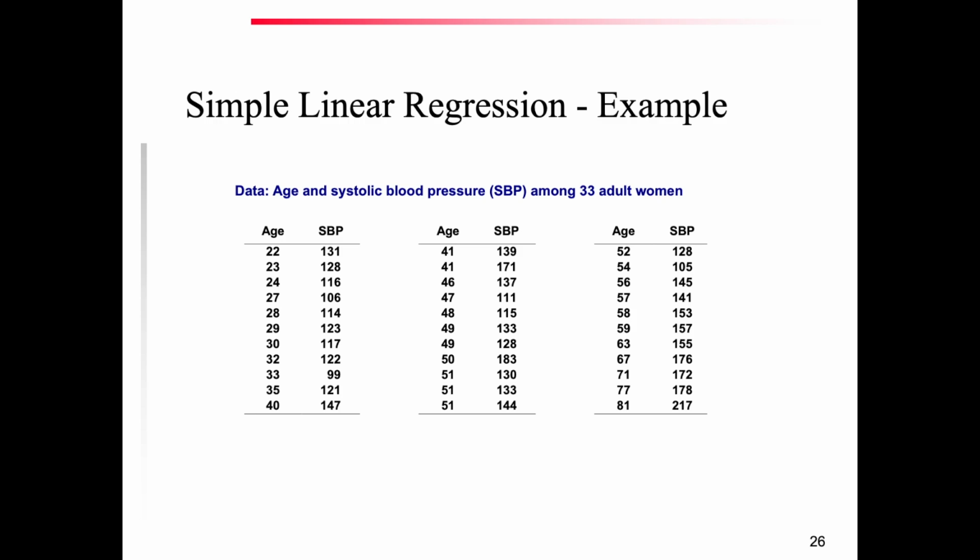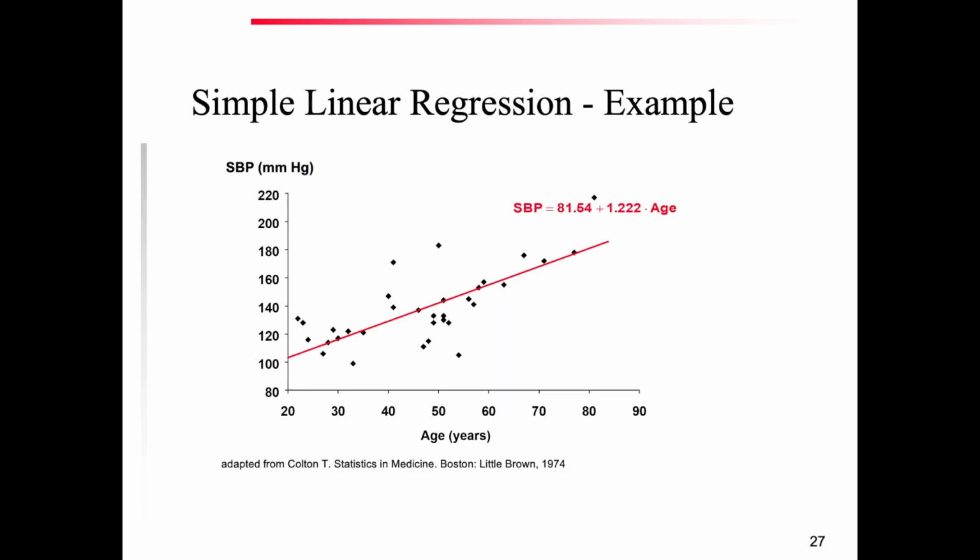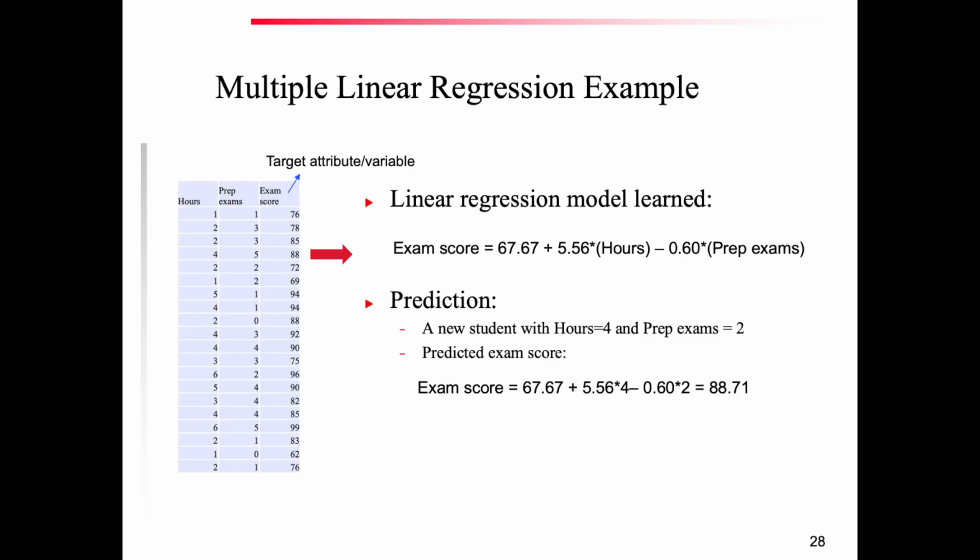So, simple linear regression example. You can see here age and systolic blood pressure among 33 adult women. And here's an example of fitting a linear model to our data to predict, for example, what could be SBP at a specific age. So that red line is your linear regression line.